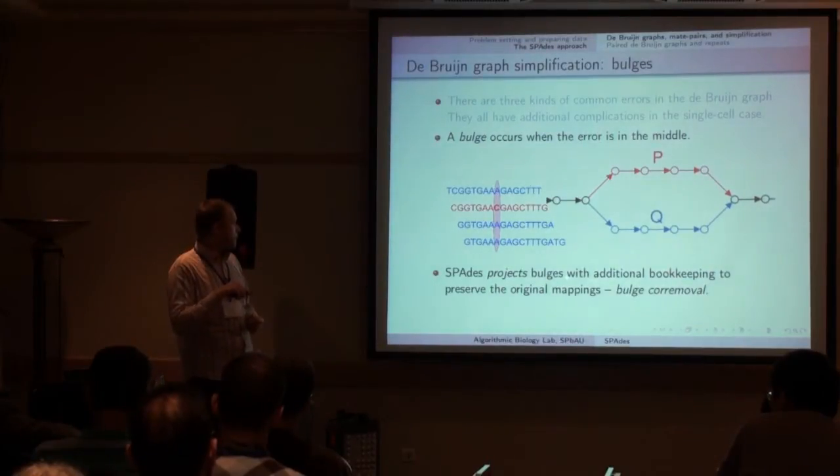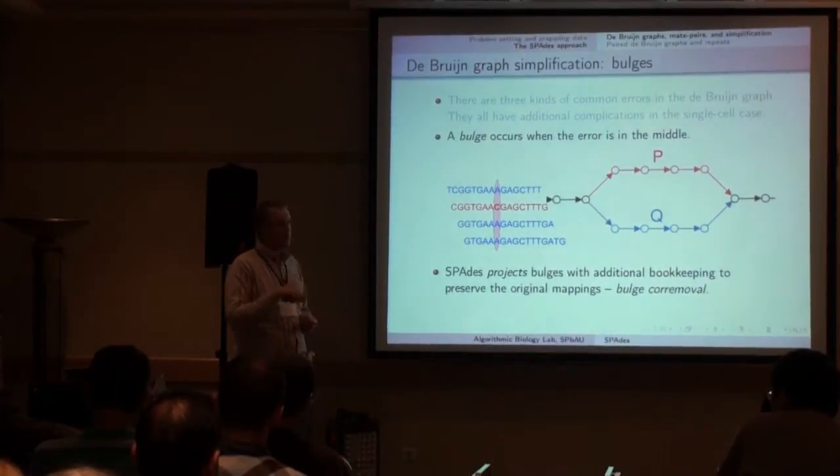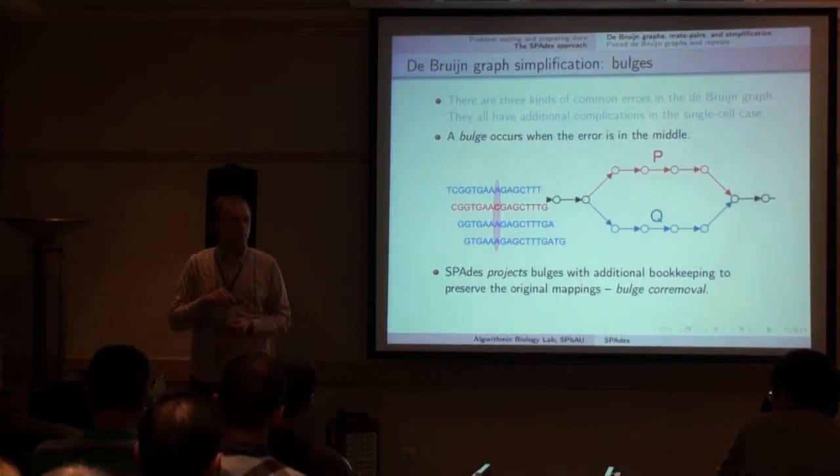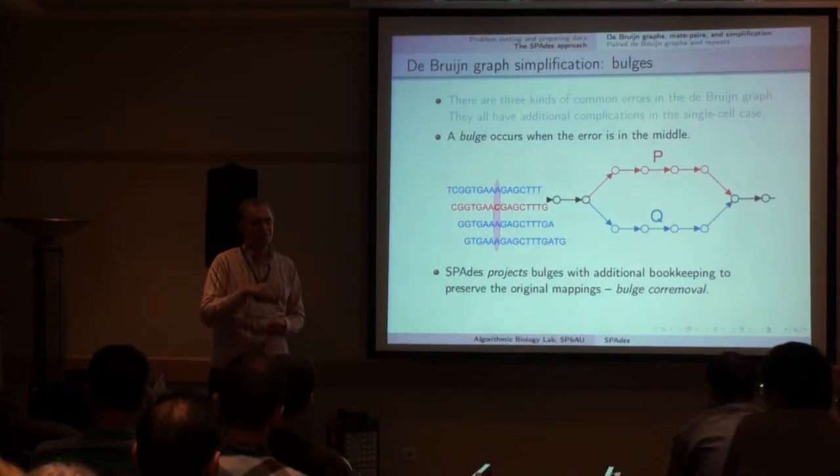So SPAdes incorporates additional bookkeeping that preserves these mappings of the bulges. This is called bulge corer, which stands for bulge correction and removal.